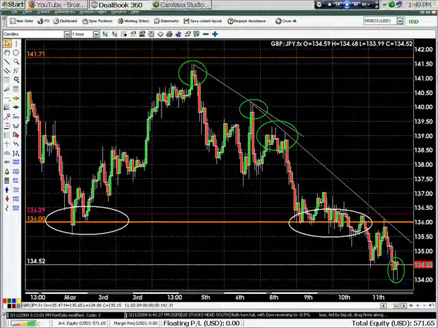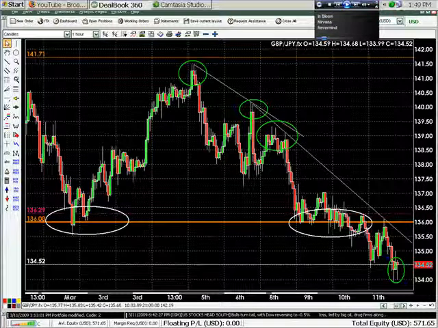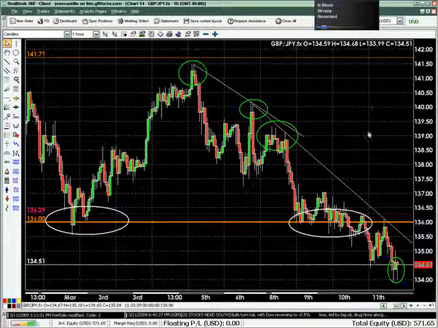This candle's about to close. Right now it's 10 minutes till it closes. Right now the time is almost 2 o'clock. It's 1:49 Central Standard Time.